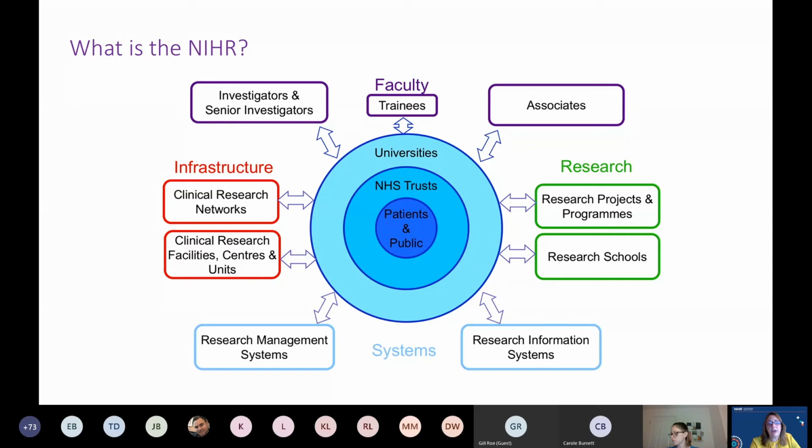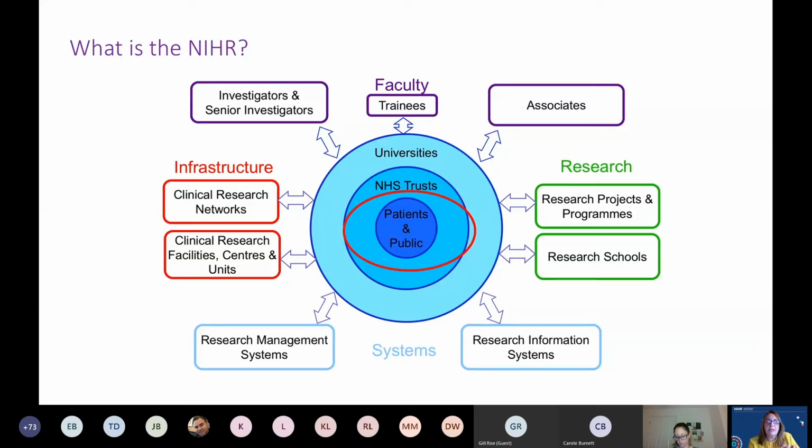This is the diagram, and you can see that it invested a lot in people, so that's the faculty up the top, in infrastructure like the clinical research networks, the clinical research facilities, in management information systems and ethics, in research projects, and also in research infrastructure. And you can see that at the heart of this are patients and the public. And importantly, it's patients and the public within NHS trusts supported by the universities. And that's a really important distinction.